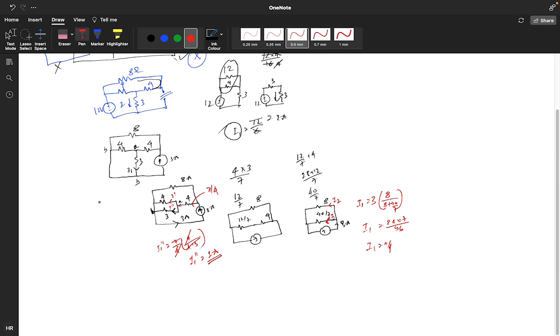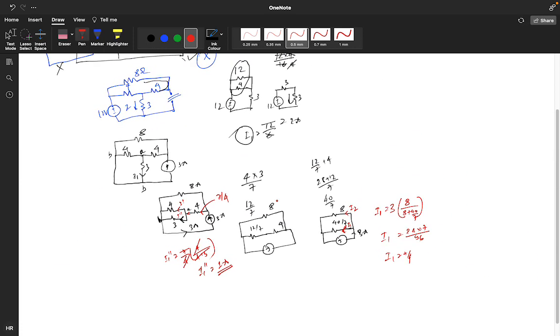So what will be the overall current? You got the I1 value as 2 ampere. Here you got the current in this as 1 ampere. So the overall current I, that is 2 plus 1, that is 3 ampere current. 3 ampere current will flow. Guys, this part is clear.